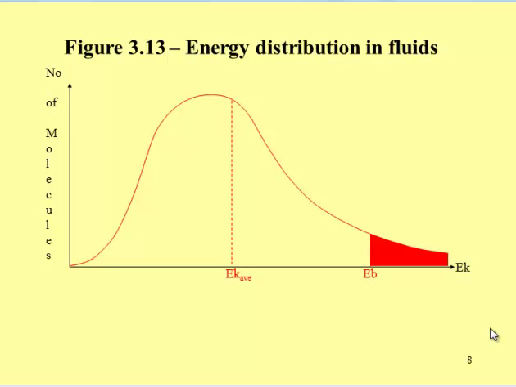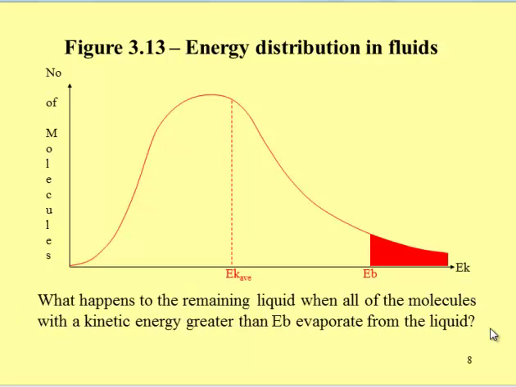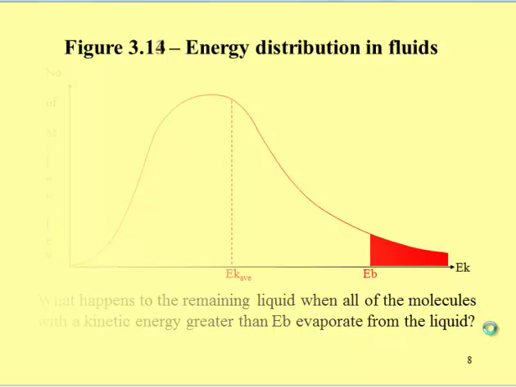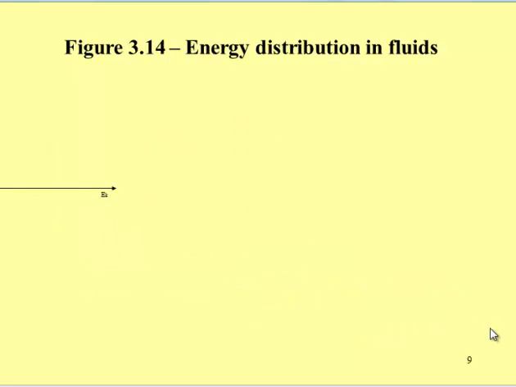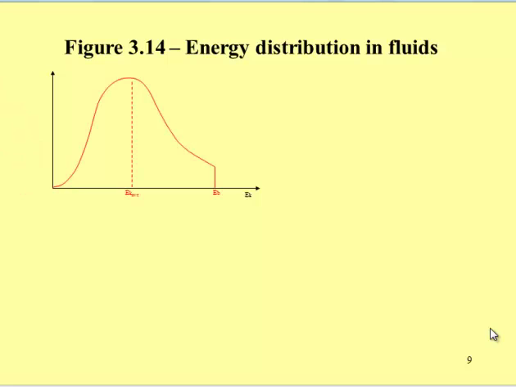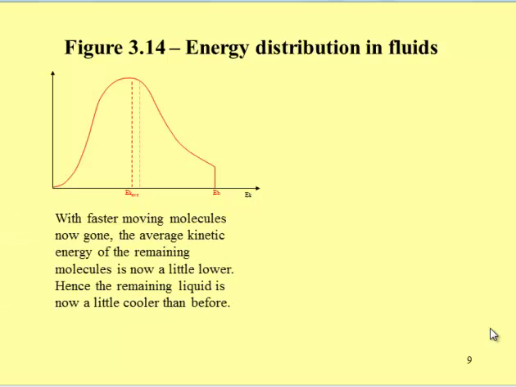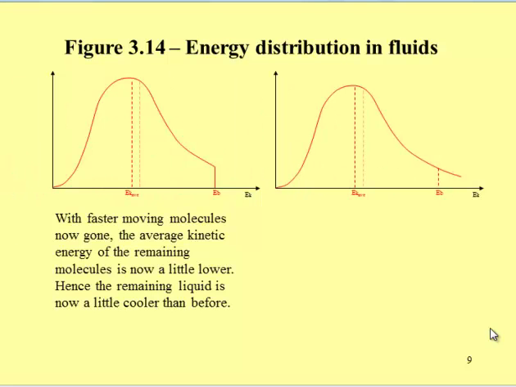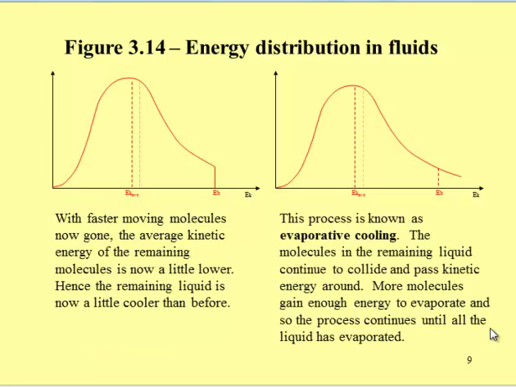And that's exactly what we find. These particles, or this number of particles which have more energy than that, will evaporate because they have enough energy to break the bonds of the liquid. Now this is quite an interesting thing because when they evaporate, we lose some particles at that end. And by losing those particles, the average kinetic energy shifts a little bit. With those faster moving particles gone, the average kinetic energy shifts. So overall, there's been a cooling of this process. And this is known as evaporative cooling.